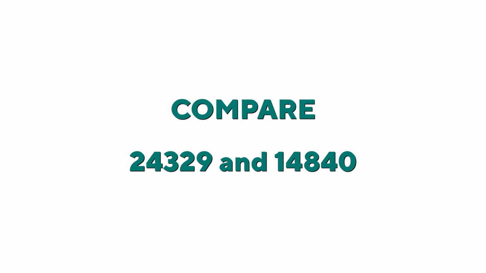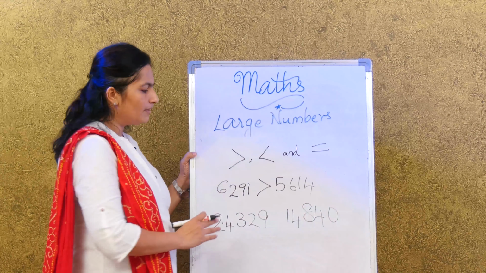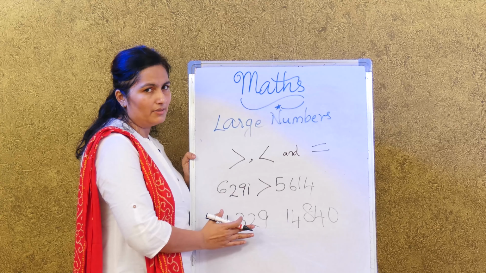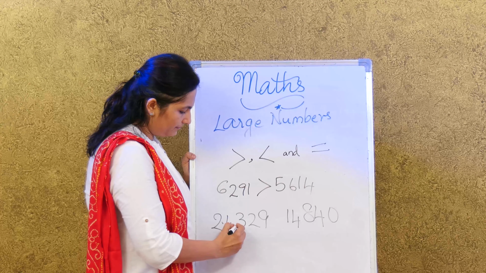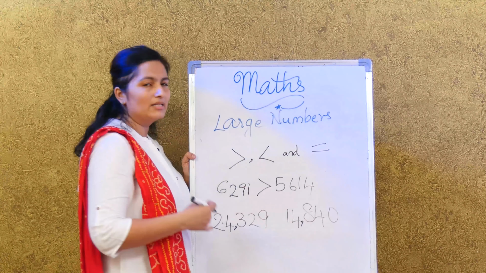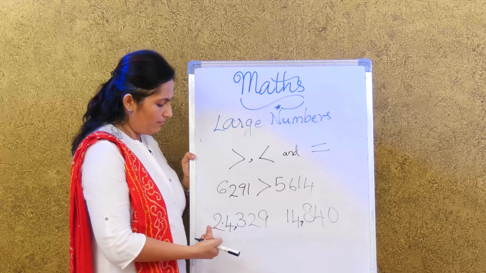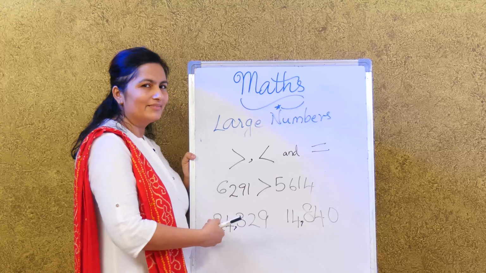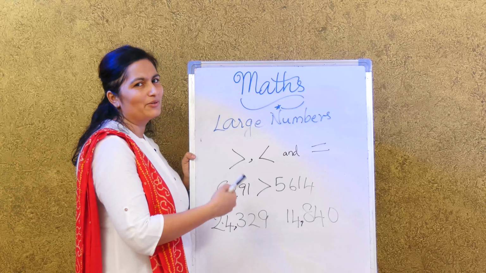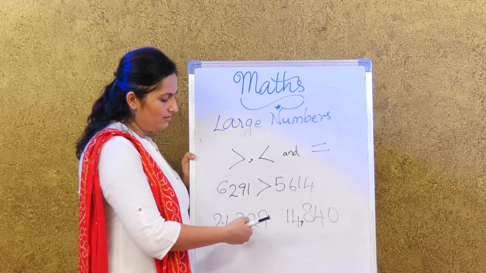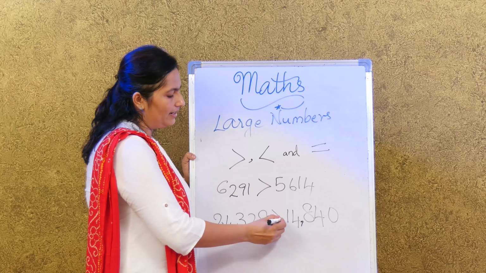Let's take an example of 24,329 and 14,840. Both are 5-digit numbers. Okay. So what's the next step 2? Is you start from the leftmost number, and the moment we take from the left, we know 24,329 is greater than 14,840.